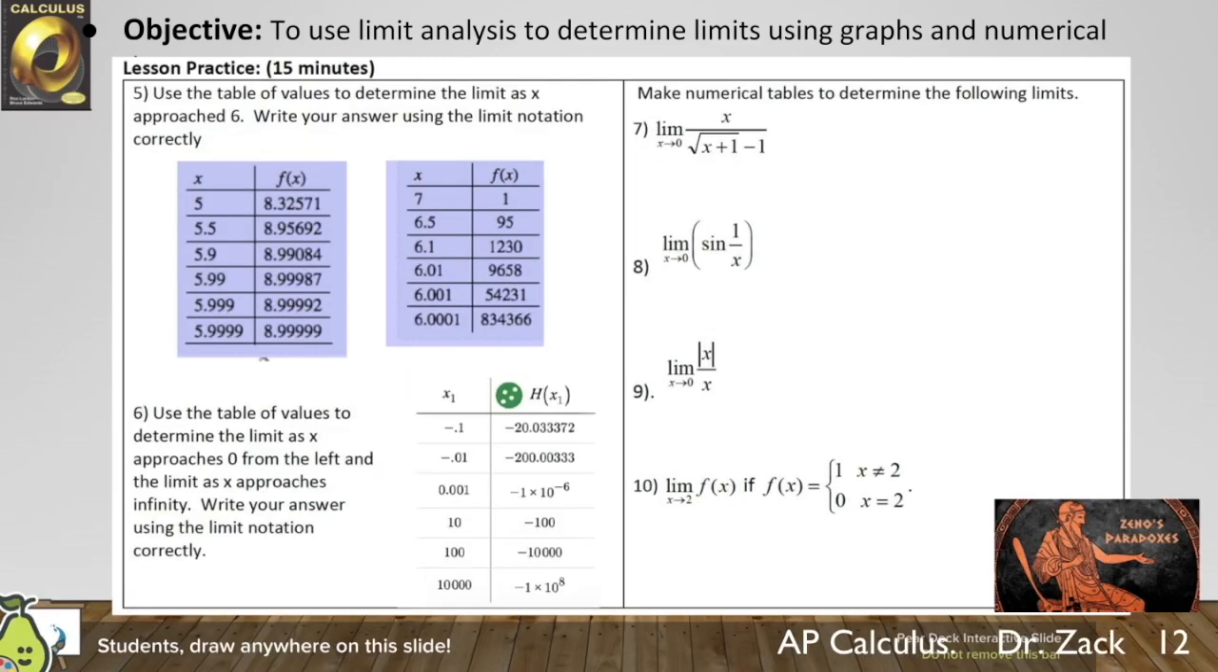So for the rest of the lesson practice, you have been given tables of values for numbers 5 and 6 to use. Then you're going to make your own tables of values for numbers 7, 8, 9, and 10. Now, number 9, look, it has an absolute value function. You will find that in your calculator under Math and then ABS. So look under your Math, ABS, in order to find the absolute value function.